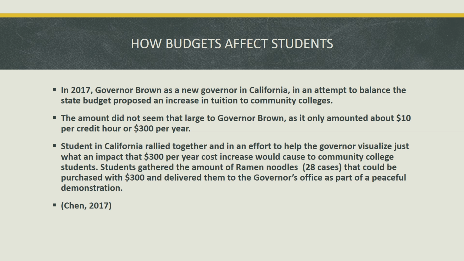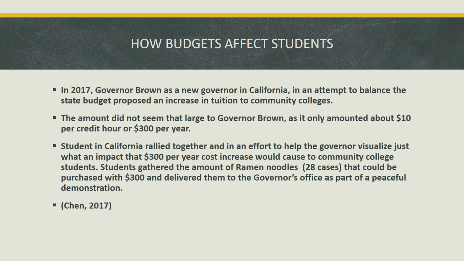How the budget affects students. We all know that it does affect students because the college overall is affected by the budget. But here's a couple of situations. In 2017, Governor Brown was a new governor in California. In an attempt to balance the state budget, he proposed an increase in tuition to community colleges.